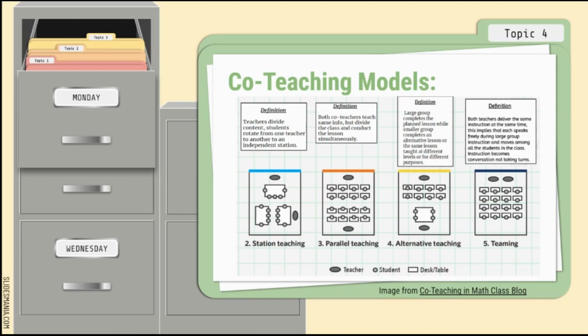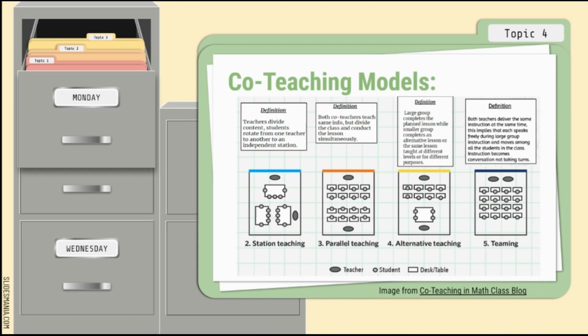And so if you want to just have a quick visual of what it looks like, remember, station teaching, the content is divided. And then the students rotate. When we talk about parallel teaching, both teachers are teaching the same information. Remember that you're really dividing and conquering. You're dividing the student-teacher ratio, so that you will be interacting with a part of the class, and your co-teaching partner will be working with the other part of the class.